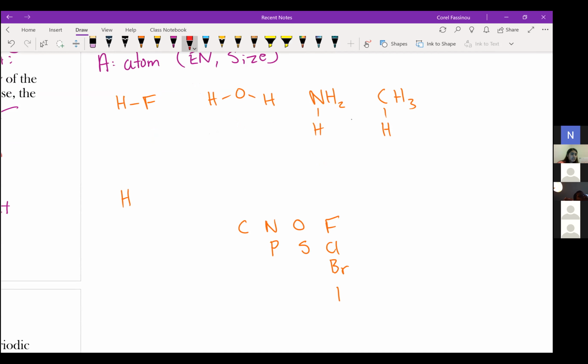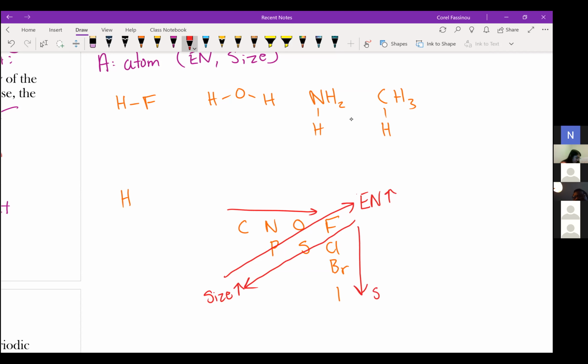And I just want you to remember that as you go up and to the right of the periodic table, your electronegativity is going to increase. So as you go across, the electronegativity is going to increase. But then as you go down and to the left, the size is going to increase. So that means that as I go down the periodic table, our size is going to increase.